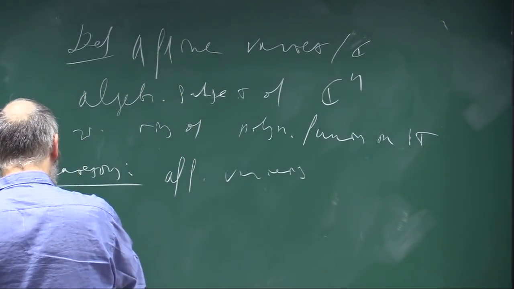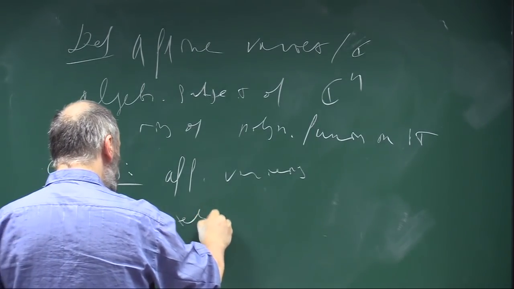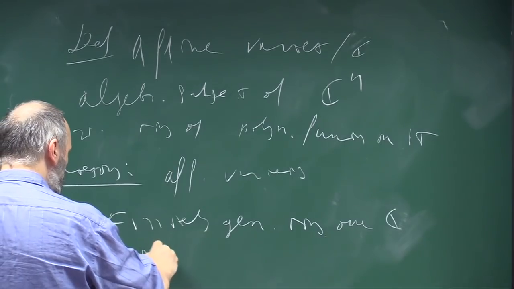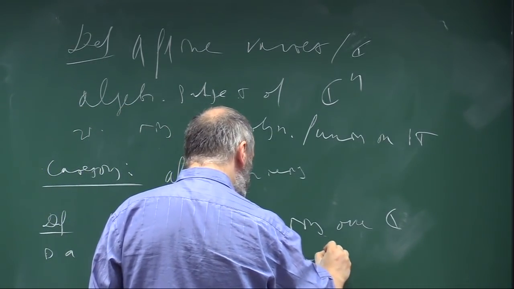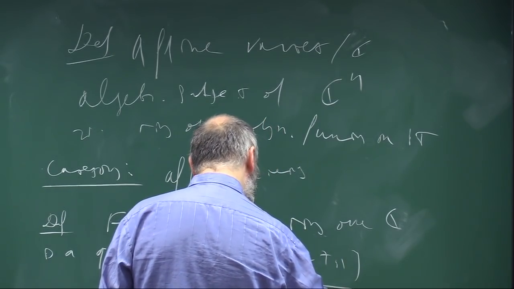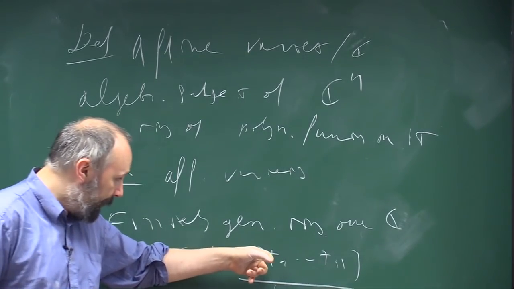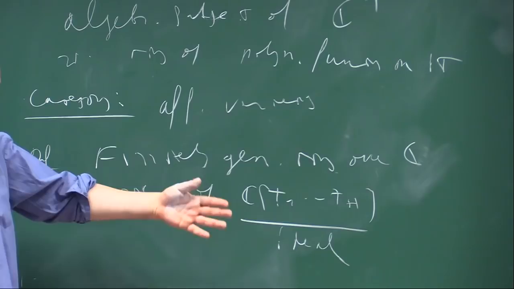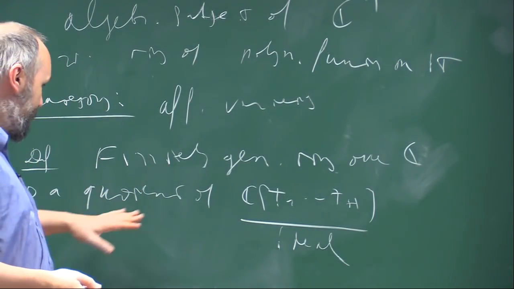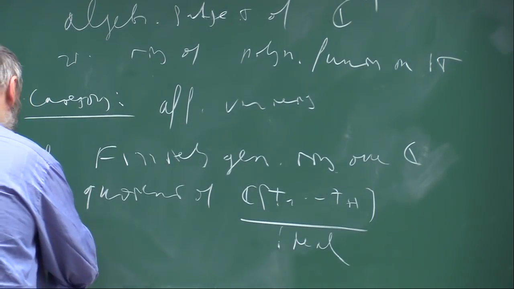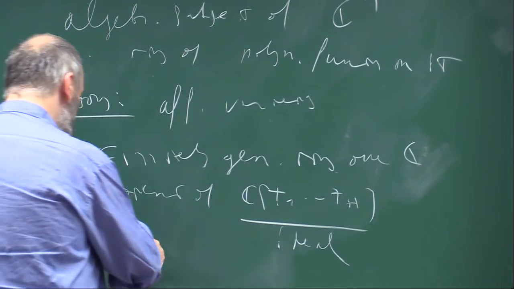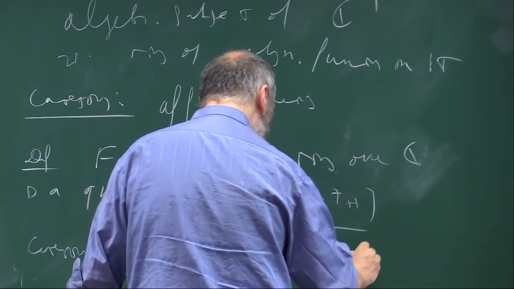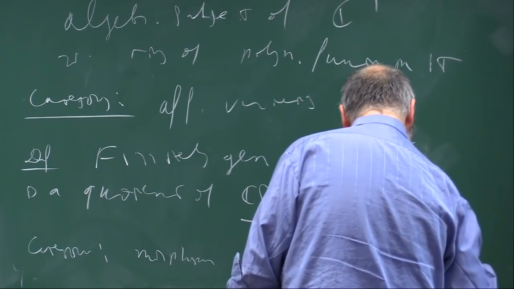So, definition: a finitely generated ring over C is a quotient of the polynomial ring C[T1, ..., Tn] by an ideal. What does it mean, finitely generated? It means you have generators T1, ..., Tn, n generators, and then you have certain relations, because it's every ring which has generators and relations. And these relations form an ideal. So these are finitely generated rings, and they form a category. The morphisms are C-linear homomorphisms. Good.